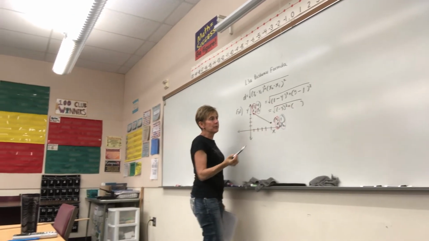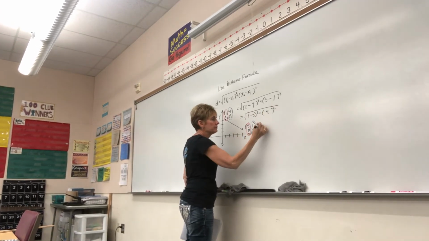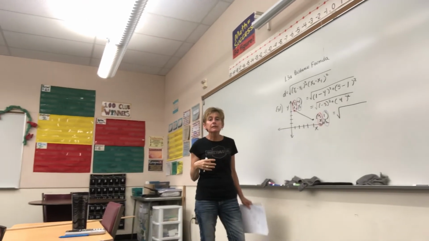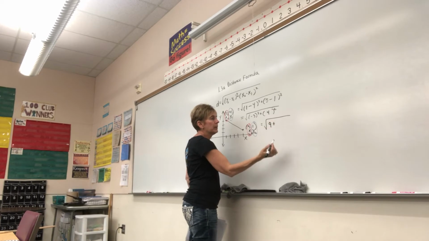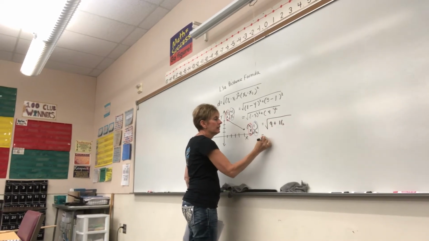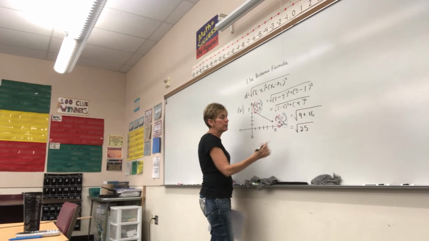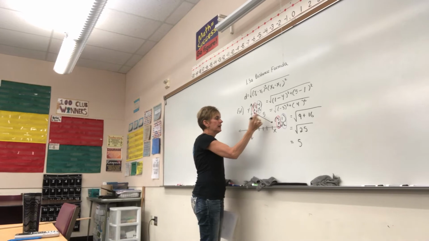Then, for the next parentheses, I need to take 5 minus 1, which is, of course, 4. Now, -3 squared means -3 times -3, which is 9, and 4 squared is 16. Don't forget to keep the radical sign flowing throughout the whole problem here. I end up with the square root of 25, which is 5.